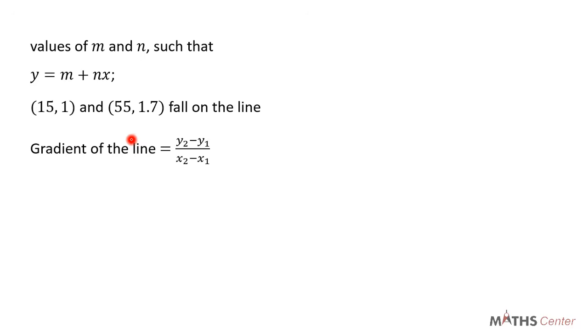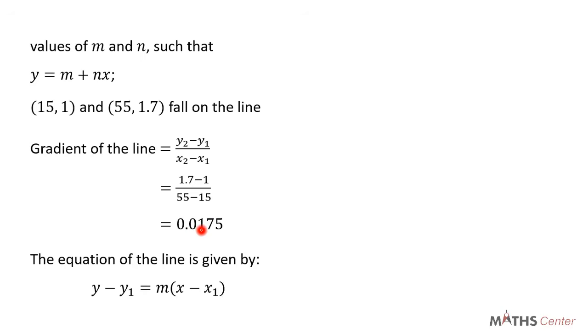Using this, I can find the gradient of the line. We know that the gradient of the line will be given by y2 minus y1 divided by x2 minus x1. I'm going to use 55, 1.7 as my x2, y2 and 15, 1 as my x1, y1. So y2 is 1.7 minus y1, which is 1, divided by x2 is 55 minus x1, which is 15. This gives us 0.0175. So the gradient of the line is 0.0175.